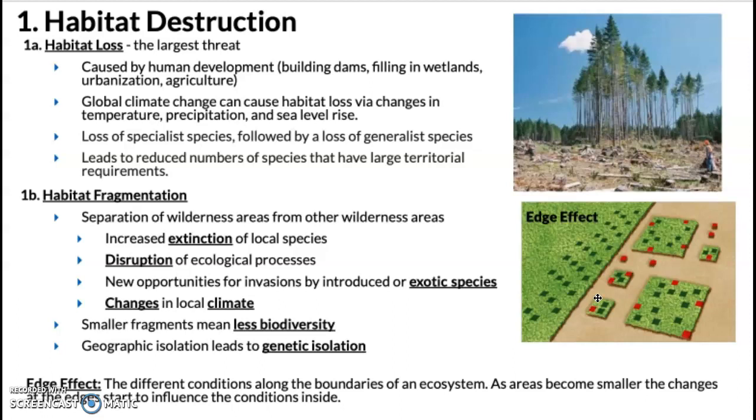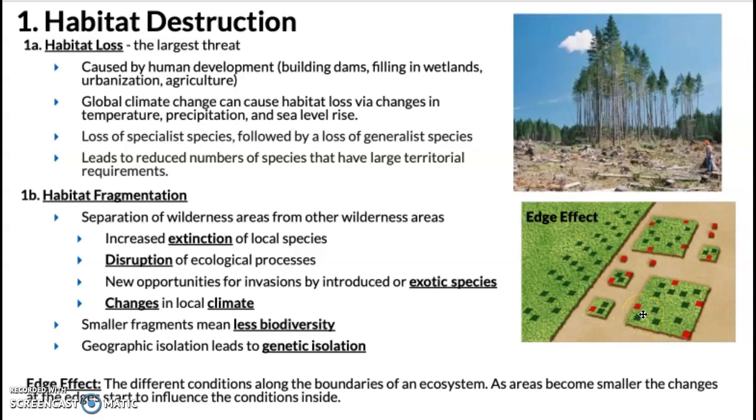Geographic isolation can also lead to genetic isolation. So typically in our habitat, those organisms can move freely and they can mate with other organisms within their species. But as we create these little islands of habitat, the genes are no longer able to pass as freely between the species.